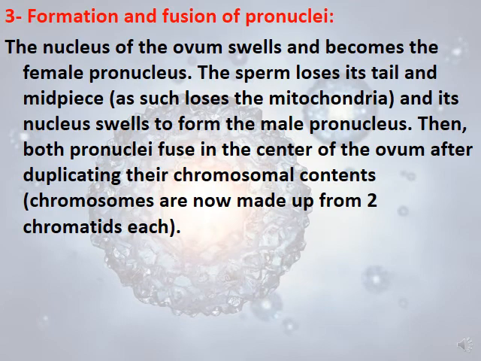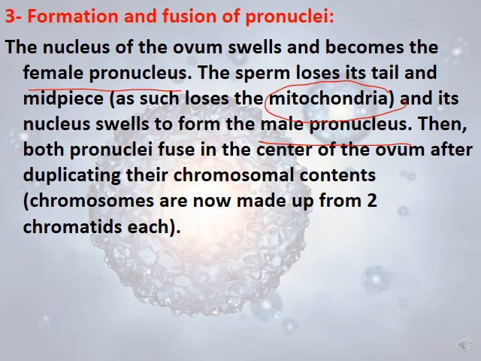The third step, or third stage, of fertilization is the formation and the fusion of the pronuclei. The nucleus of the ovum will swell and become the female pronucleus. Also, the sperm undergoes modification. It will lose its tail and the midpiece, so it will lose the mitochondria, and its nucleus will swell and form the male pronucleus. So here we have the male pronucleus and the female pronucleus.